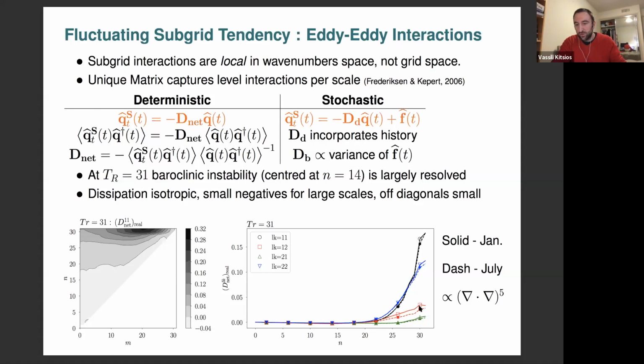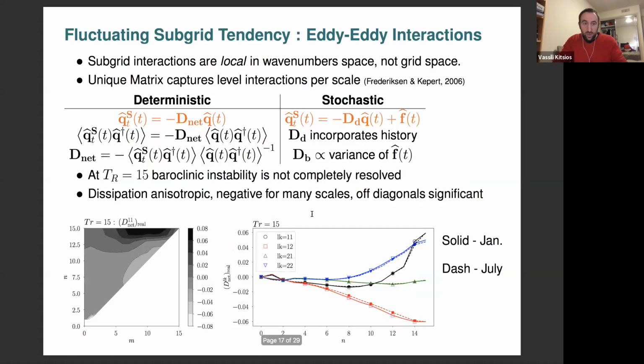So the off-diagonal terms, the red and the green, are lower in magnitude in comparison to the diagonal terms, the black and the blue. The solid lines are for the January basic state and the dashed lines are for the July basic state. So even though the January and July basic states are very different, the subgrid model linking the fluctuating subgrid tendency to the fluctuating field is very similar. And in that way, coupled with the scaling law behavior that we saw previously, I think it accentuates the generality of this result.